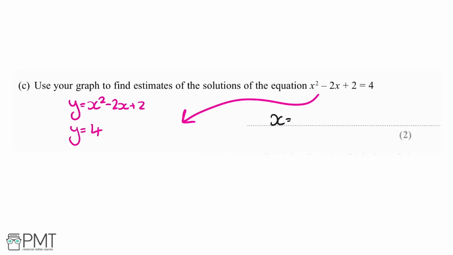So our answers are that x equals minus 0.8 and x equals 2.7. And we get 1 mark for each of those. So you get the marks if you're anywhere between minus 0.65 and minus 0.8, and 2.65 and 2.8. So you've got a little bit of leeway, so you don't need to worry too much.